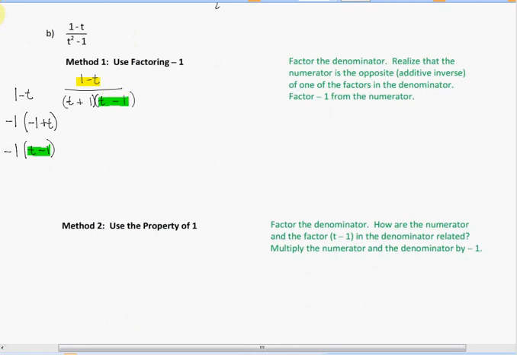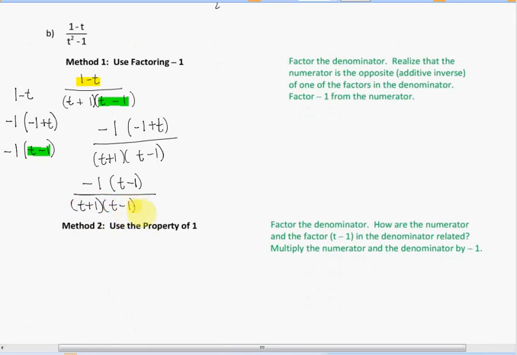Okay? So we're going to go back to our numerator, we're going to take out a negative 1, and we get negative 1 times t minus 1 over t plus 1 times t minus 1. Okay, so the purpose for doing that is to make sure that the expression in the numerator matches the one in the denominator, so that we can reduce them. And if you like, you don't have to do this, but you can rewrite negative 1 plus t as t minus 1, and then you can reduce. Okay, so t minus 1 goes into itself once, t minus 1 goes into itself once, and we get negative 1 over t plus 1.